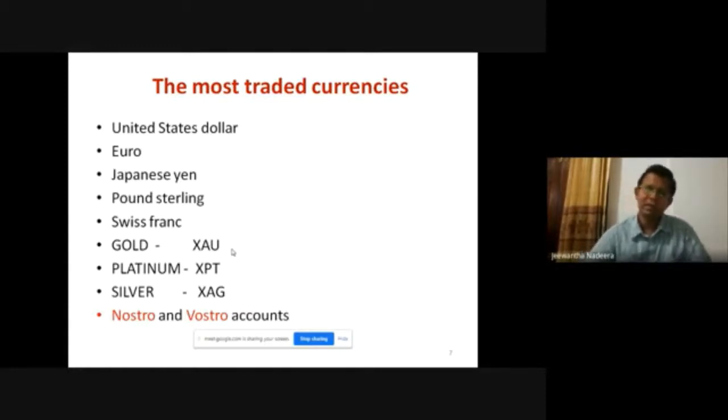For example, in the US there is a bank called Citibank, where the head office is, or JP Morgan, right? So the Sri Lankan banks have accounts with JP Morgan in dollar terms. If you want to send money anywhere in dollar terms, you can use it like that. But maintaining an account for a Sri Lankan bank in the USA with JP Morgan is costly for them. They have to keep a capital allocation for that.